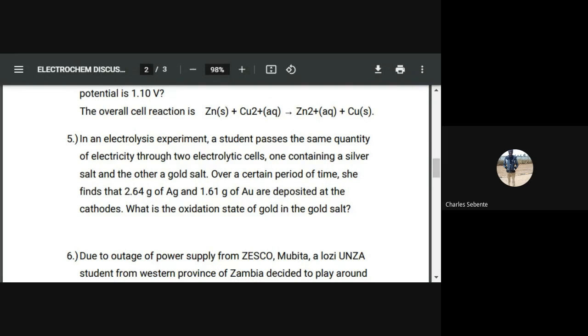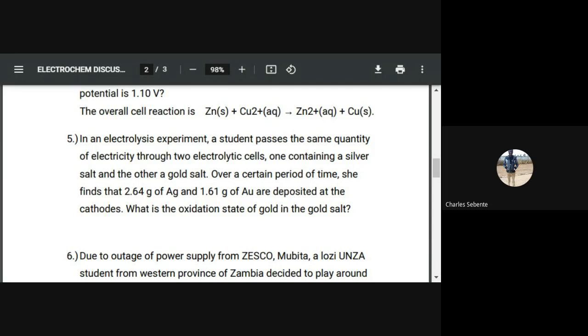So here the concept of the equivalence of the charges is what is going to help us to find the oxidation state of gold. Of course, what he said, you can start with the one that you know has a stable oxidation state, and that is silver. Silver does not change its oxidation state; it's always +1.